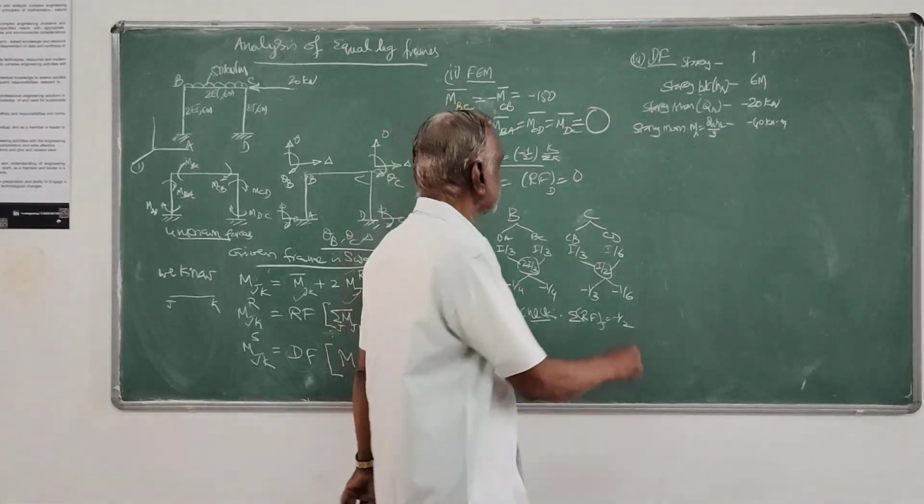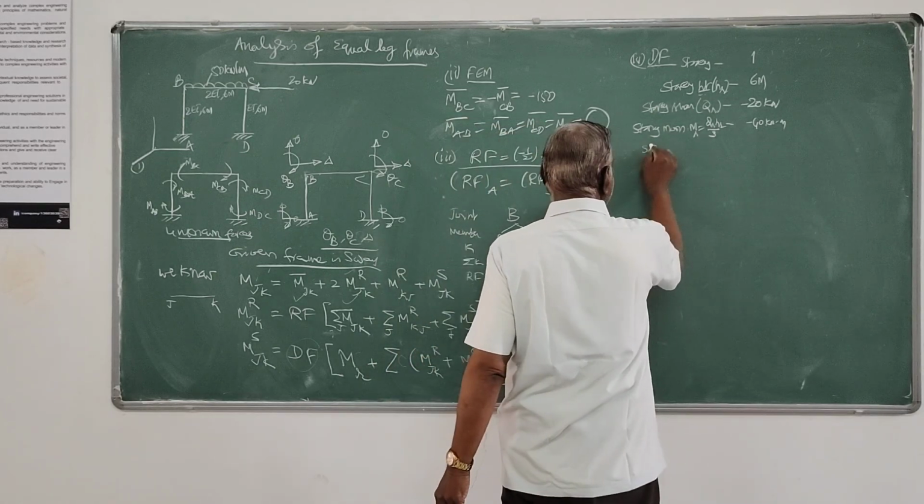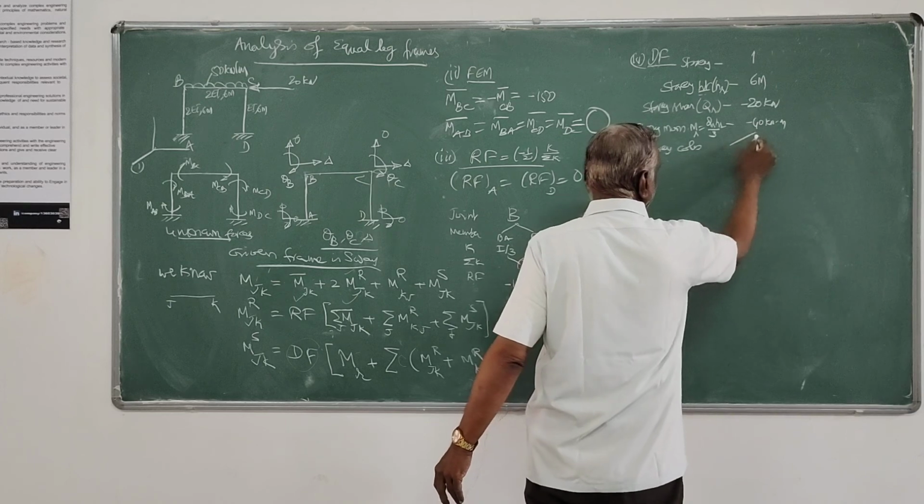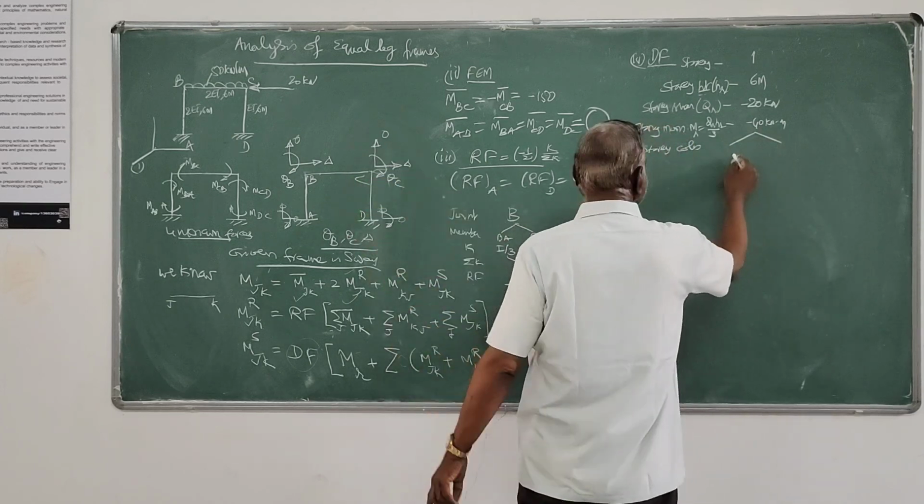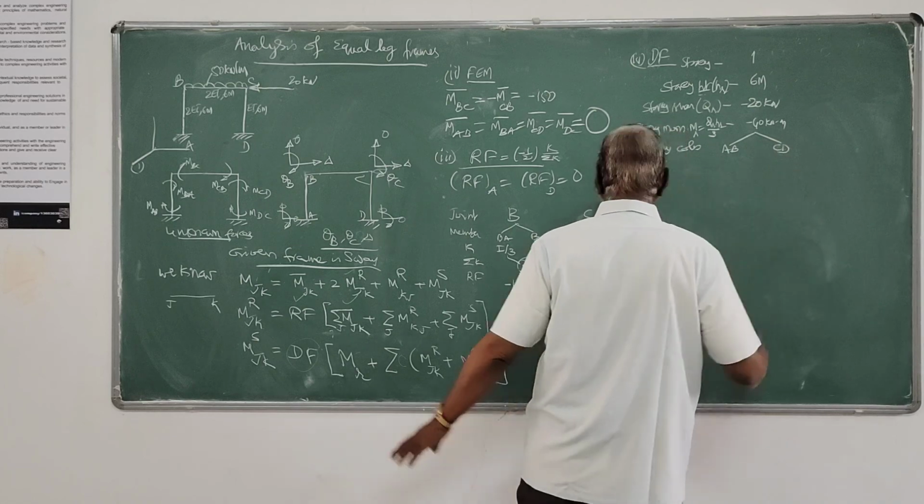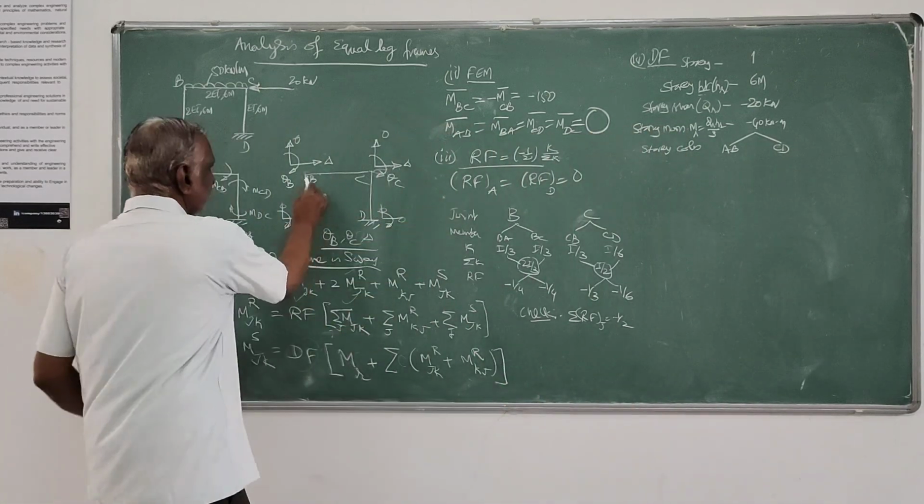So that's all the steps. Then you have to find the story columns. So in this story, you have 2 columns, AB and CD, because only columns will undergo sway.